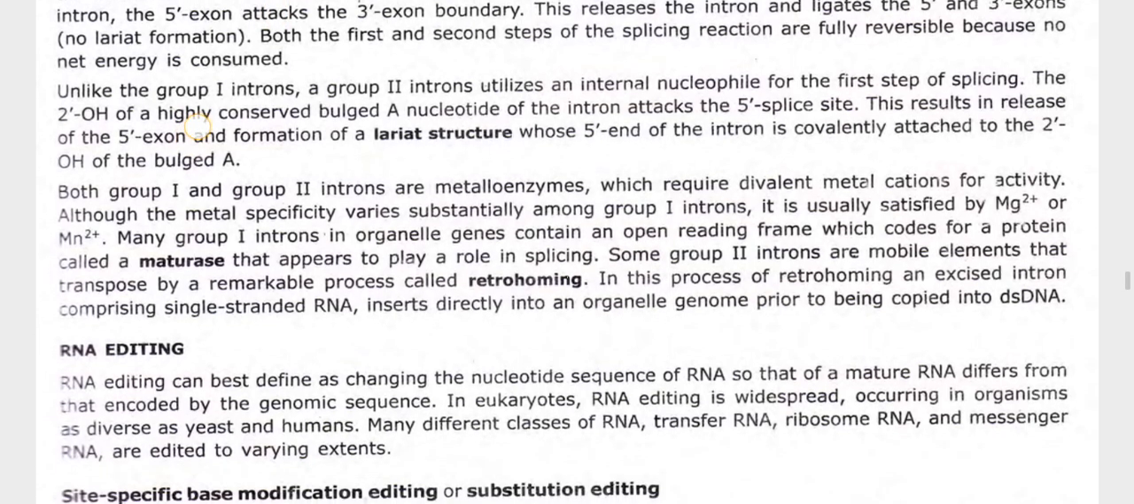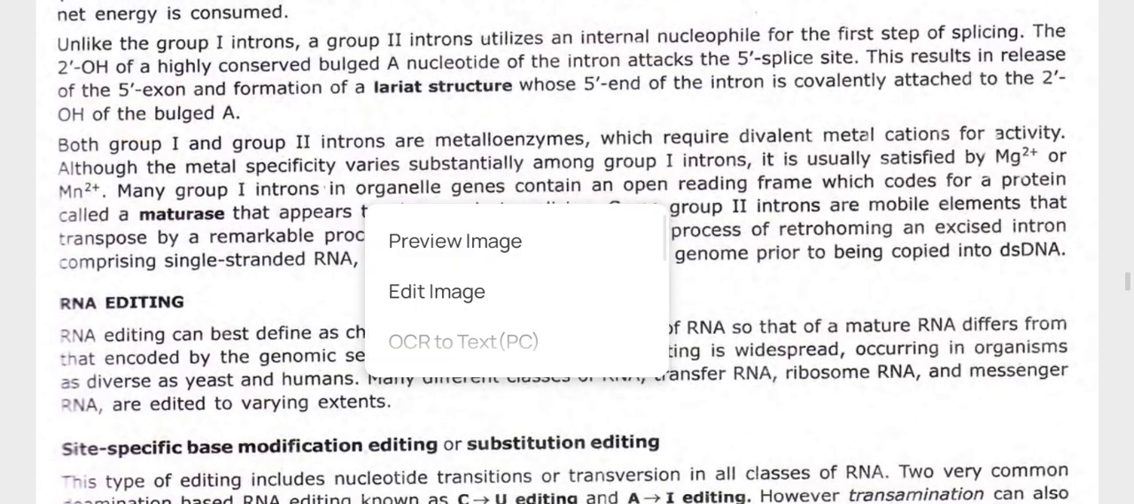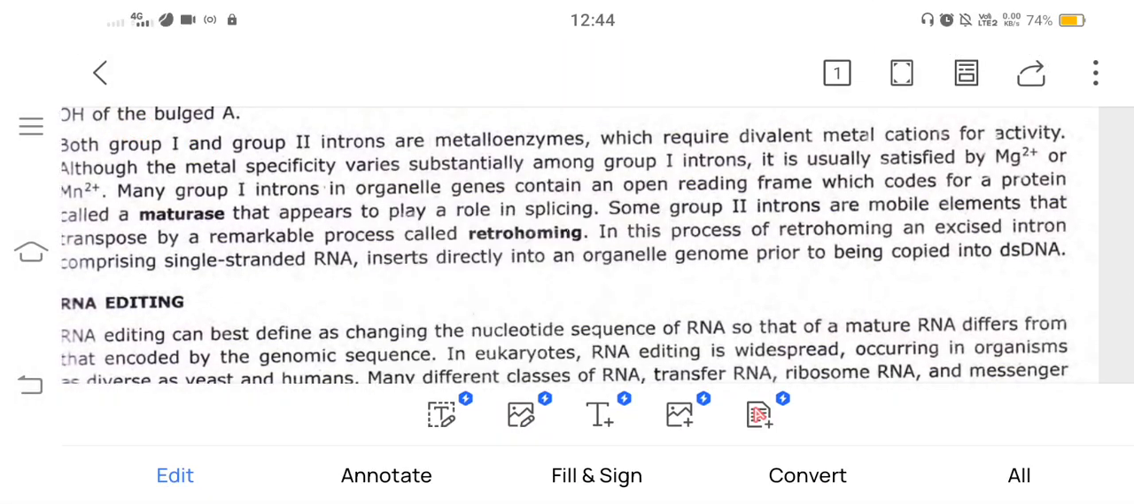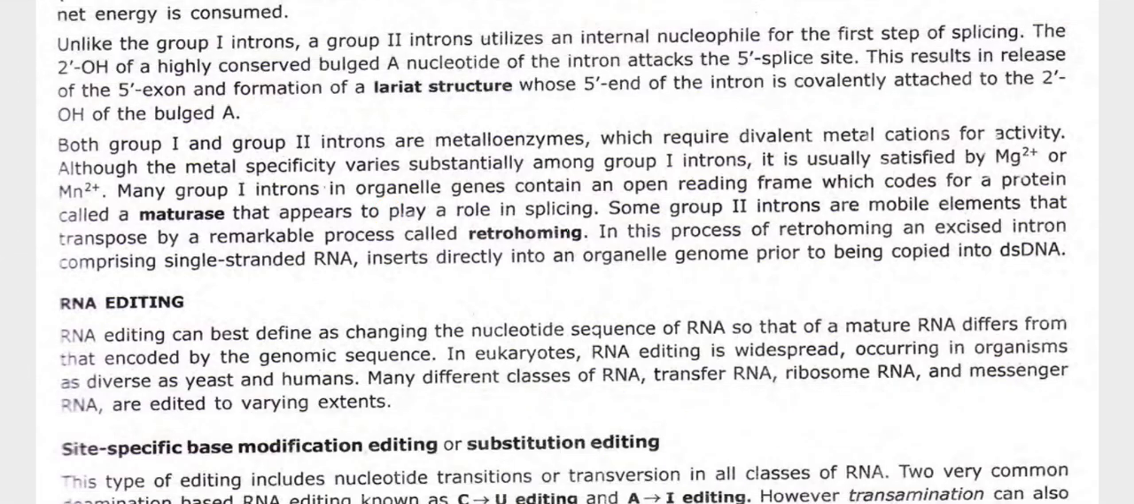Both group 1 and group 2 introns are metalloenzymes which require divalent metal cations for activity. Although the metal specificity varies substantially among group 1 introns, it is usually satisfied by Mg2+ or Mn2+. Many group 1 introns in organelle genes contain an open reading frame which codes for a protein called maturase that appears to play a role in splicing.